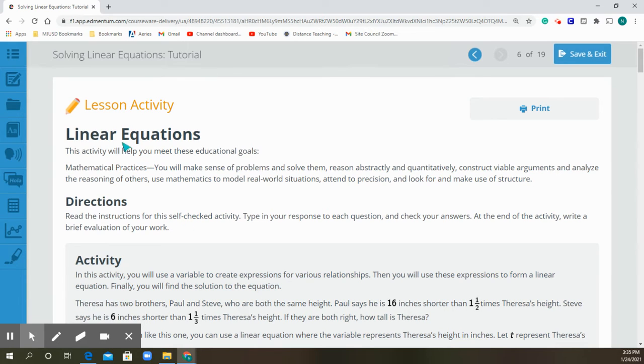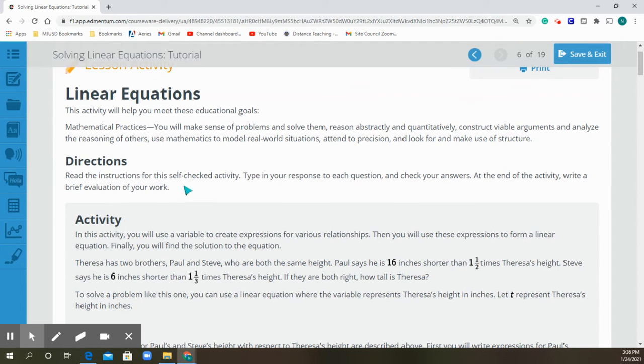Lesson activity: linear equations. This activity will help you meet these educational goals. Mathematical practices: you will make sense of problems and solve them. Reason abstractly and quantitatively. Construct viable arguments and analyze the reasoning of others. Use mathematics to solve real-world situations. Attend to precision and look for and make use of structure.